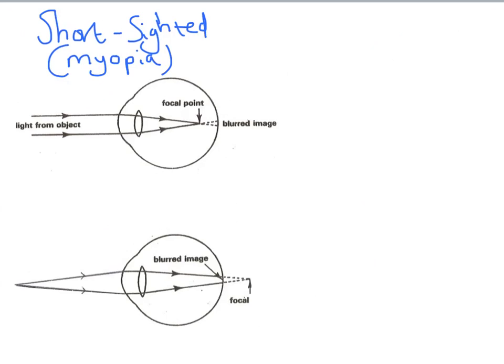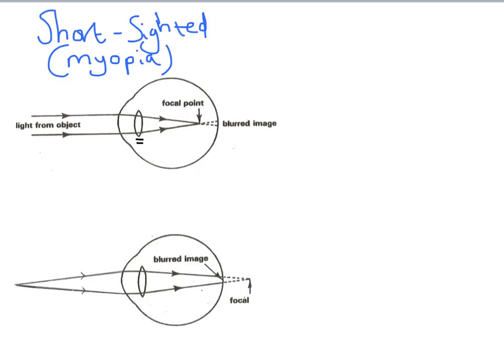Now, in the case of someone who is short-sighted, they are able to see things very close up, but something very, very far away would look very blurred. It's essentially because those light rays, if we see from the left, are coming in from the object. The lens here, where I'm drawing the black line, is refracting or bending the light towards the retina, but because the object is so far away, the focal point is before they hit the back of the eye. So those lenses are focusing in, but the rays meet before they hit the back.